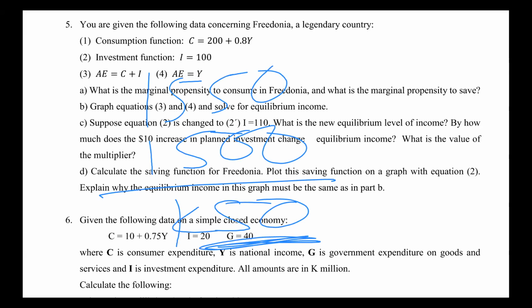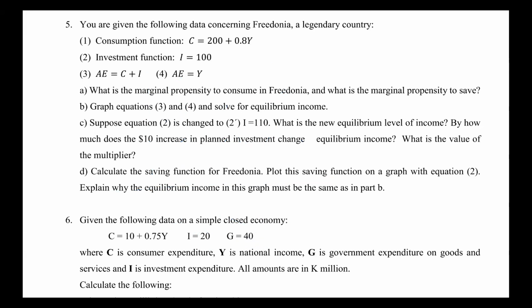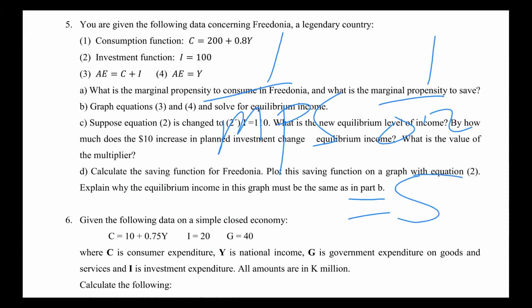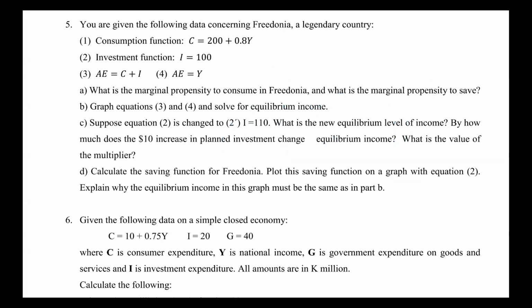So just check those deviations. What is the value of the multiplier? Obviously, you know the multiplier. The multiplier is 1 over MPS, right? Just do 1 over 0.2. And what do you get? You get 5, right? Yes, it's 5. Very, very easy, these things. You already know them. And any question?